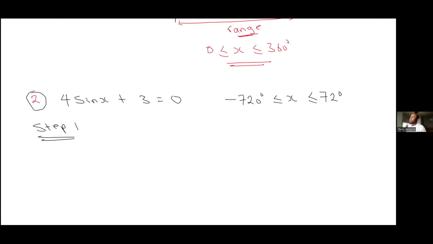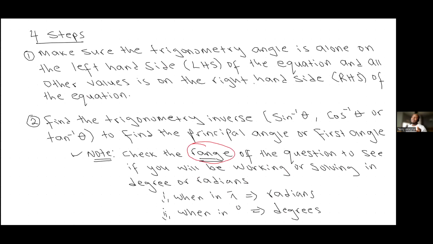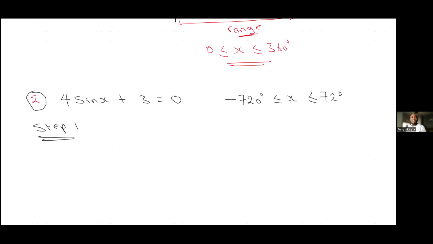Okay, so let's go. Step 1. The first step was that we need to make sure that the trig term is alone on the left-hand side of the equation and all other values on the right-hand side. Like I said earlier, only the trig term should be on the left-hand side. We'll have to play with this till we get to that point. You can see here we have trig and numbers everywhere, so let's go.